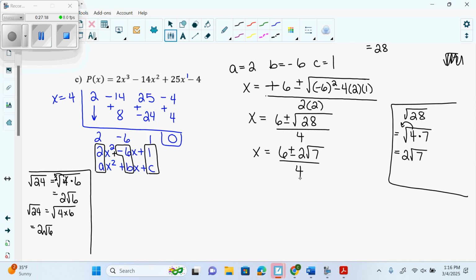The only way you can cancel something off is if it's in every single thing, correct? So for example, what can I take out of each of these? This triangle, a 2. But why? Well, let's try this out. Can I take a 2 out of these top 2 terms? Yeah. And I'm left with 3 plus or minus root 7. True statement?